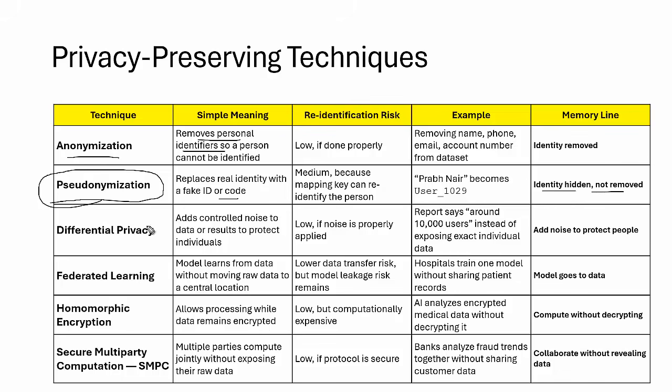Then we have a new concept called differential privacy, where we add more noise to the data, so it is difficult for people to identify whether it's real data or not. Reports say around 10,000 users instead of exposing exact individual data. So we use this to train the model.